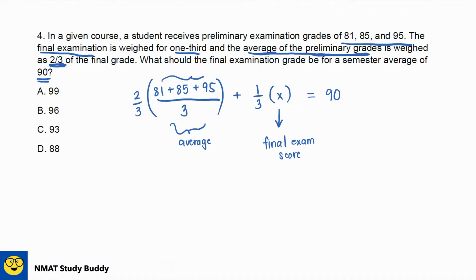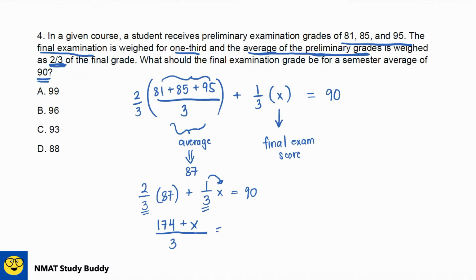So, you can now compute this. You know how to do that. The average we get is equal to 87. So, 2/3 of 87 plus 1/3 x is equal to 90. And then, since they have the same denominator, we can now add the numerators. So, over 3. And then, 2 times 87 is equal to 174 plus x, right? Because 1 times x is x, equal to 90. So, we just multiply 3 by 90.